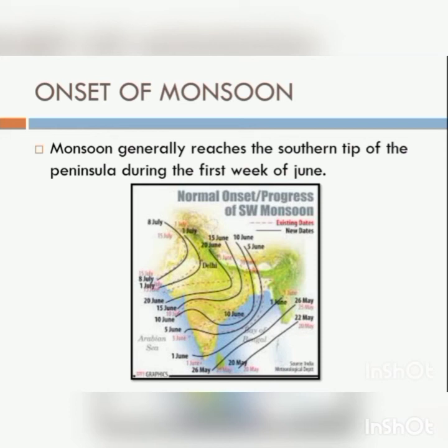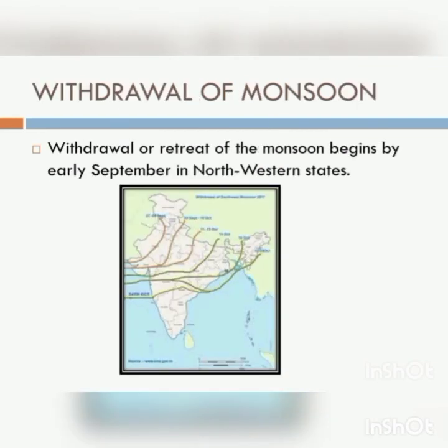Delhi receives rainfall from the Bay of Bengal branch by the end of June, and by the first week of July the monsoon covers western Uttar Pradesh, Punjab, Haryana, eastern Rajasthan, etc. So now you can see that at present in Haryana also the monsoon is advancing. Now let's move to withdrawal of monsoon.